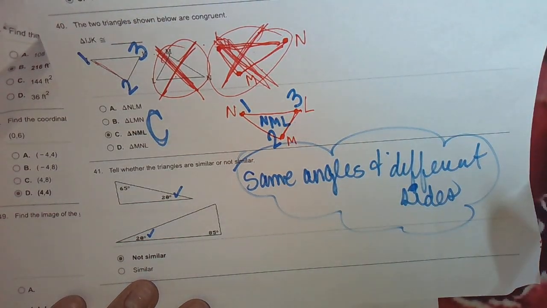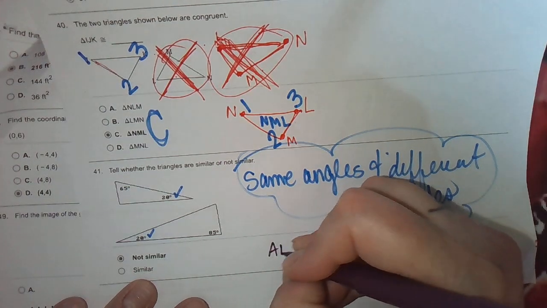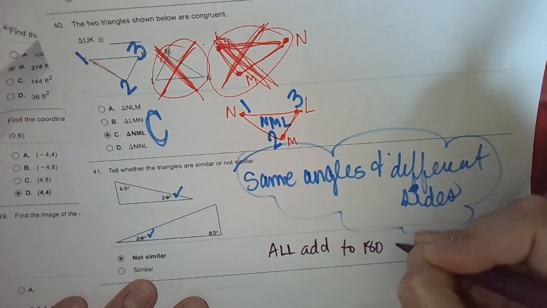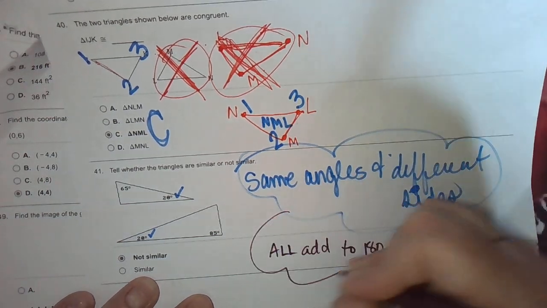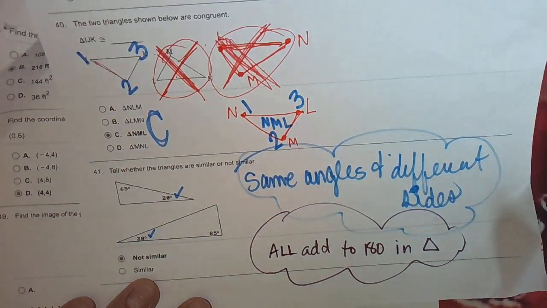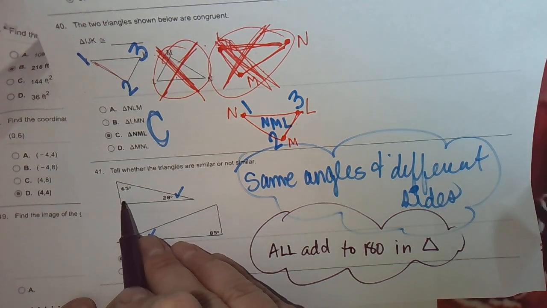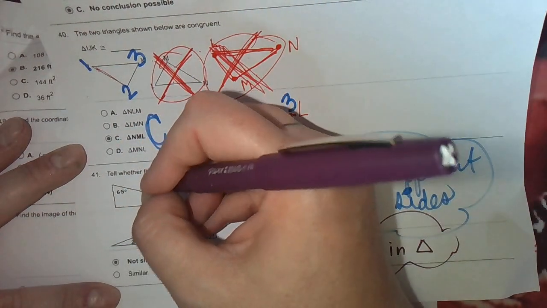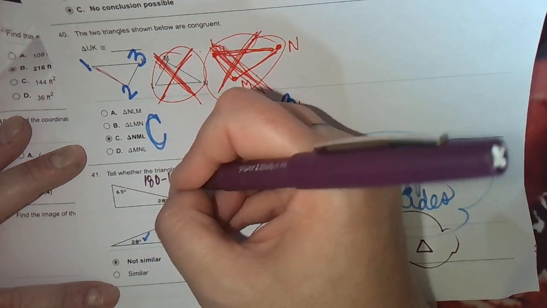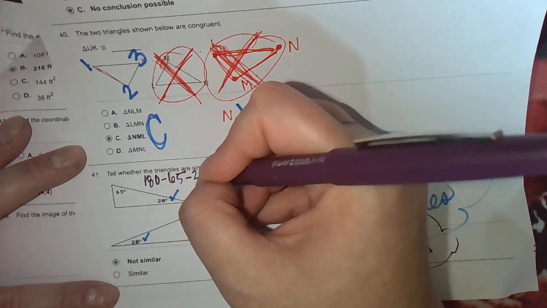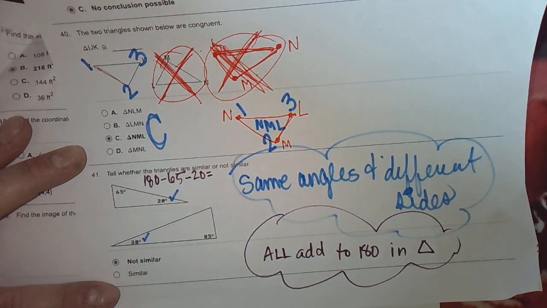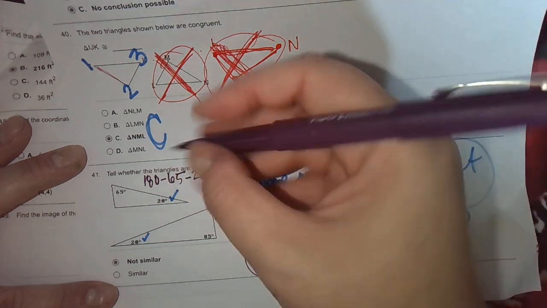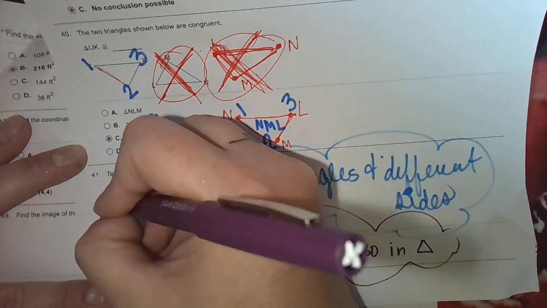And then let's remember that all angles add to 180 in a triangle. You might want to also write that down on your cheat sheet. Okay, so let's find this angle in the top triangle. We're going to say 180 minus that 65 minus that 20 and that gives us 95 degrees.